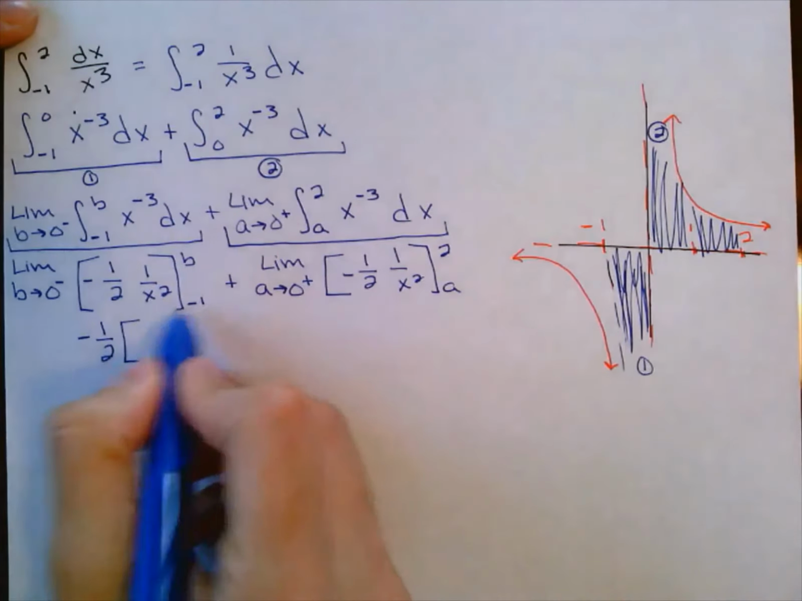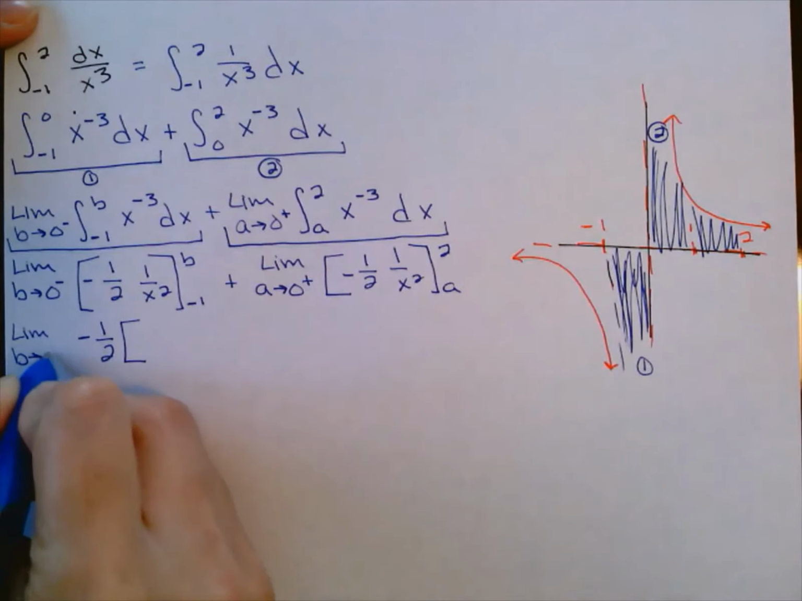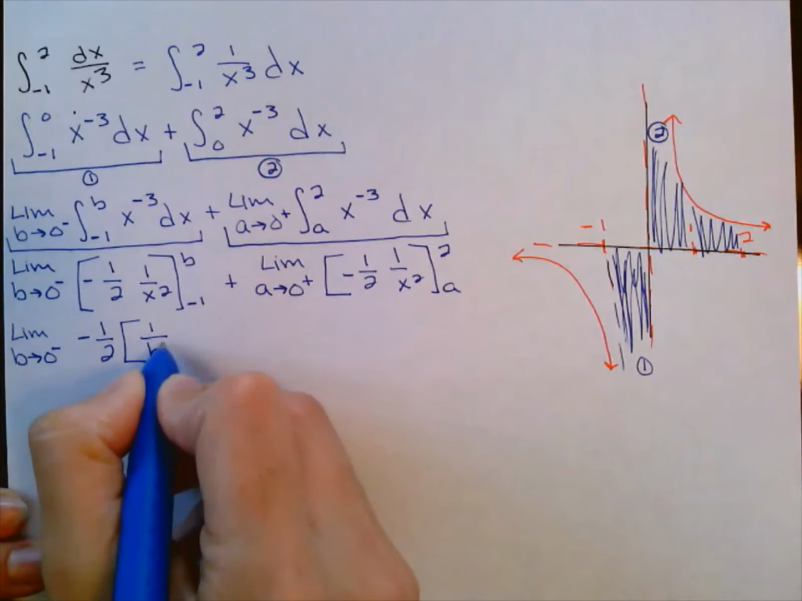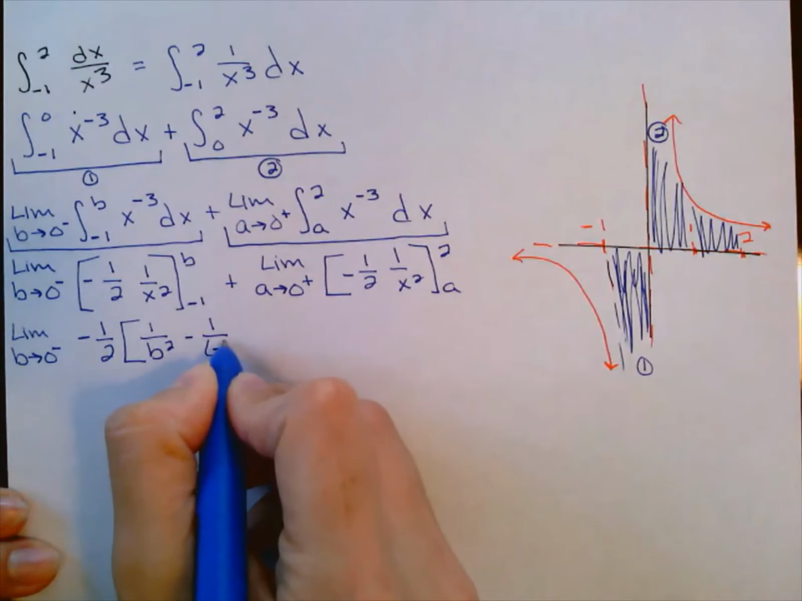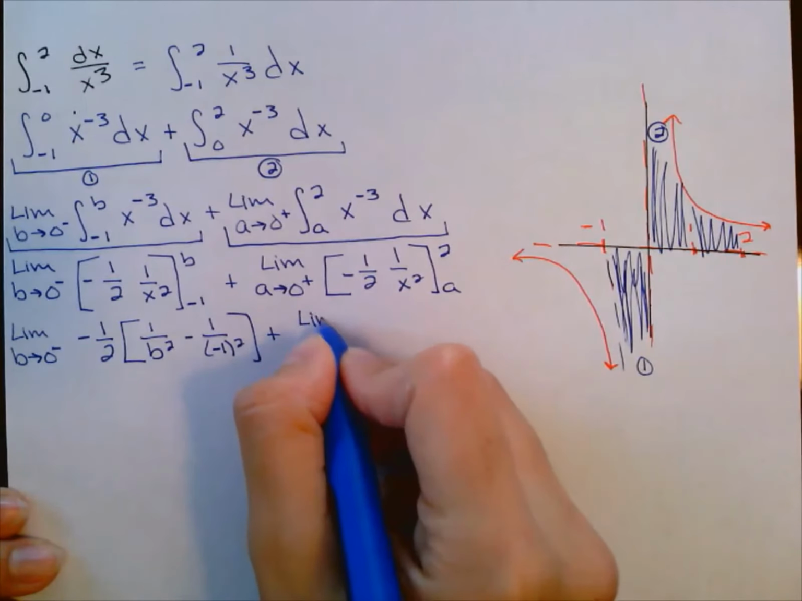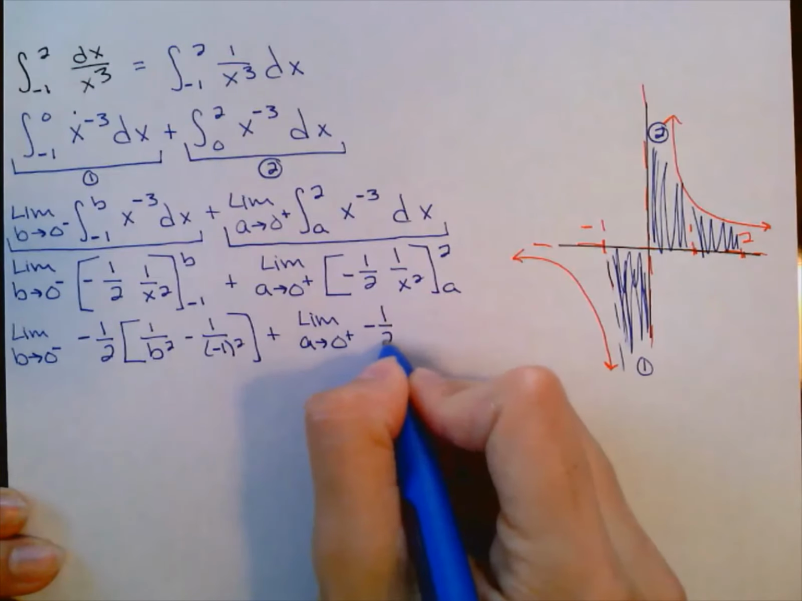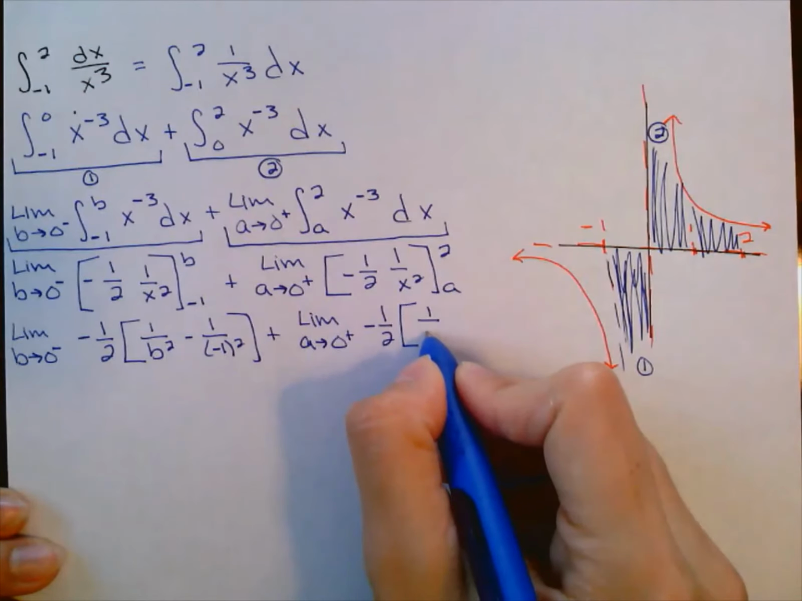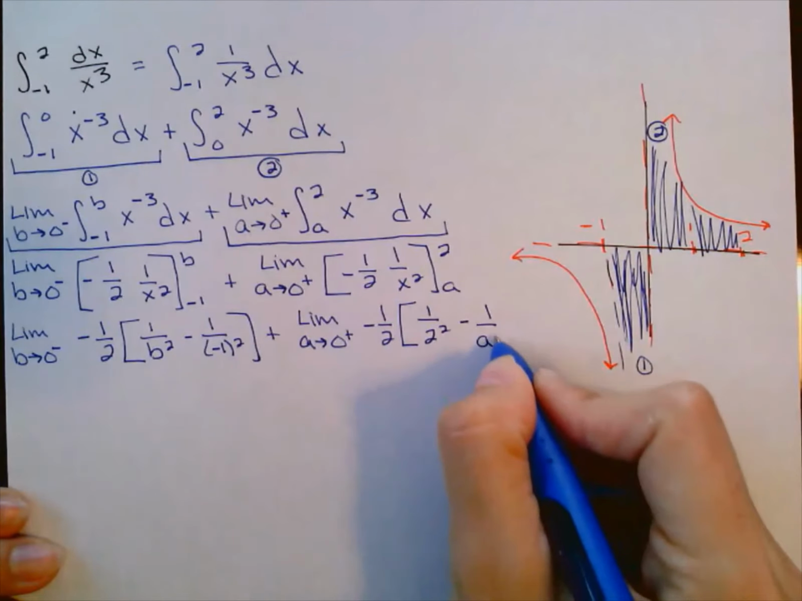Right? And I'm going to do my function at b minus my function at a. I haven't plugged in my limit, so I still need to write it. So I'm going to say 1 over b squared minus 1 over -1 squared. Plus, do the same thing for the next. I'm going to leave my -1/2 out and say 1 over my b, which is 2 squared, minus 1 over my bottom one, which is a squared.